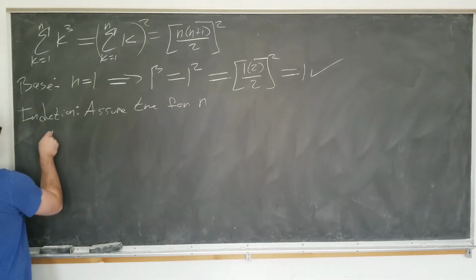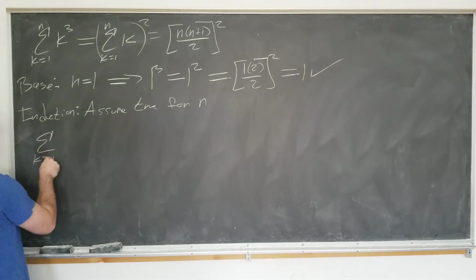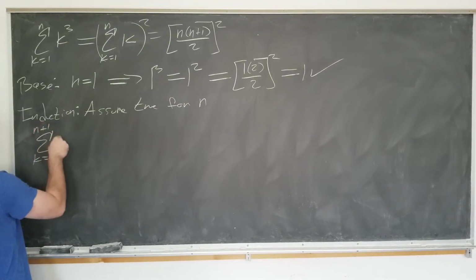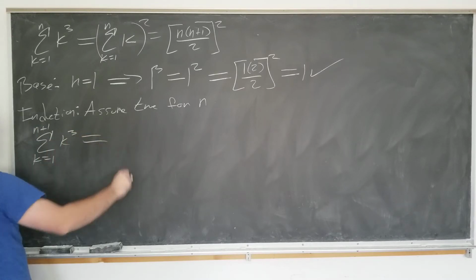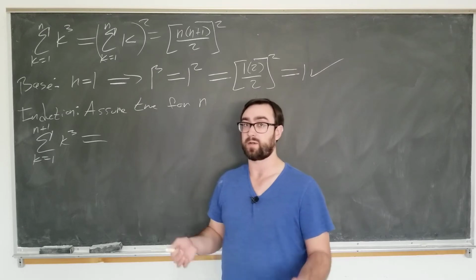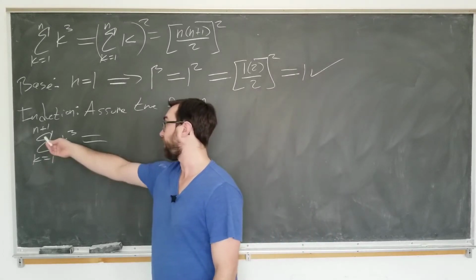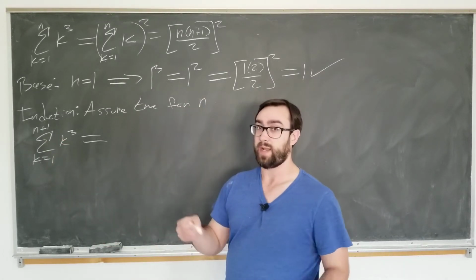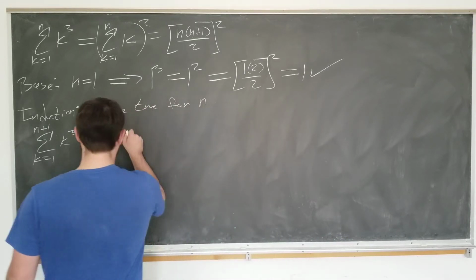Okay, so the sum of k cubed for k equals 1 to n plus 1. Well, we can see pretty easily how we can write this in terms of the old sum from 1 to n, and the new sum, since we just add the n plus 1 term.